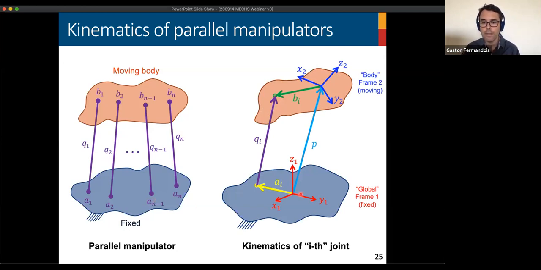So we define two frames. One is called the global frame, which is fixed. And then we have a moving frame, which is a frame connected to the body. Using this definition, we can define the rigid body motion of the moving body with respect to the global or fixed frame. This rigid body motion basically consists of 6 degrees of freedom, 3 translations and 3 rotations. We can determine the relationship between these 6 degrees of freedom with respect to the extension or retraction of each of the prismatic joints.